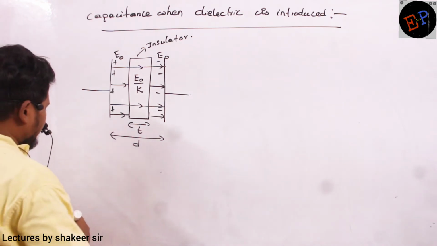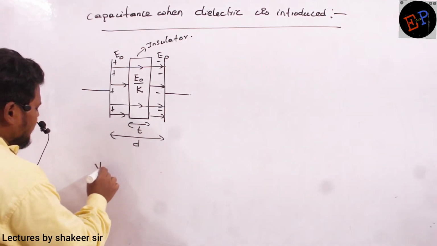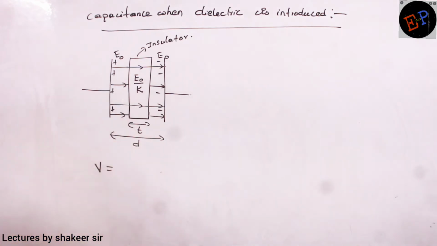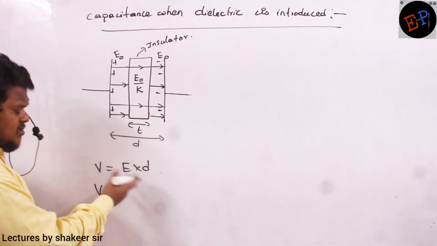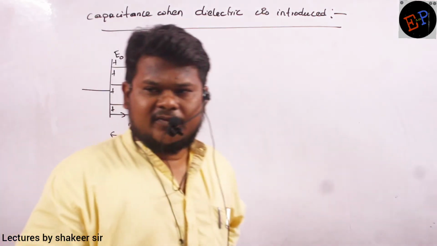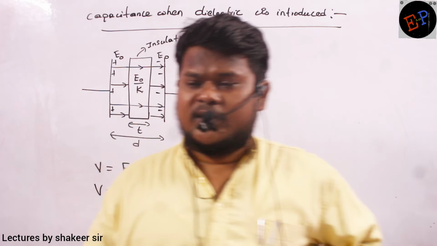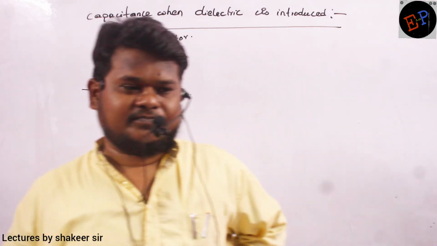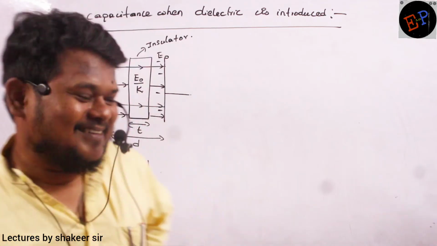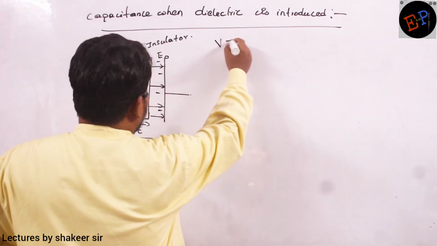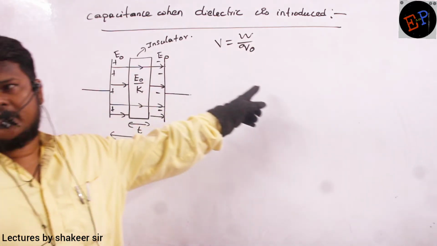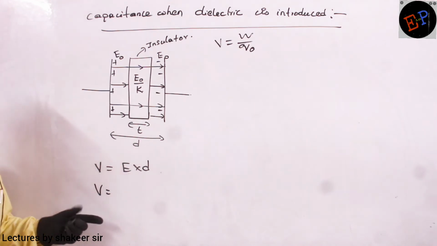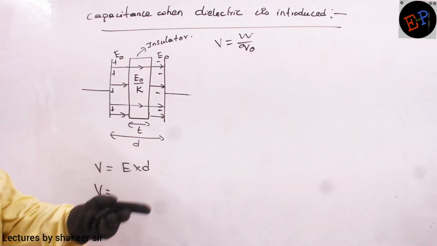Now can you say, how can I calculate the total potential difference between the plates of this capacitor? Previously, how did we calculate? Potential difference is nothing but E into D, no? Potential difference is a scalar quantity. Its basic definition is work done per unit charge. Work done is a scalar quantity, so potential difference is also a scalar quantity. It means you just add all the potentials, and you will get the total potential difference.